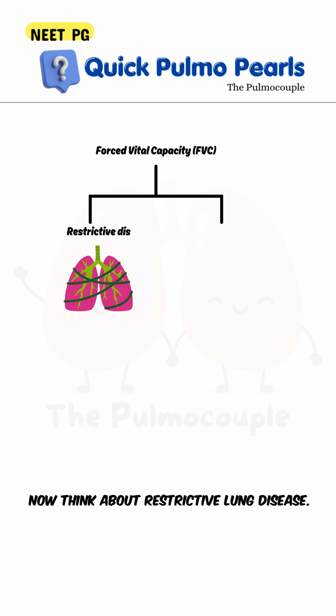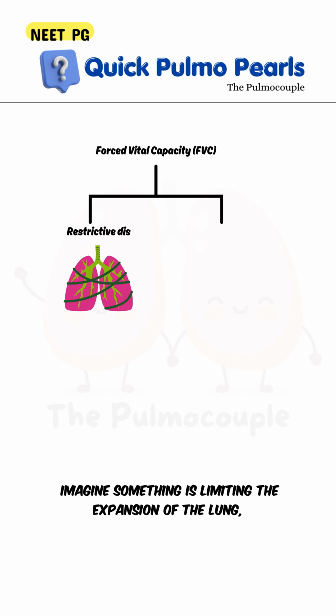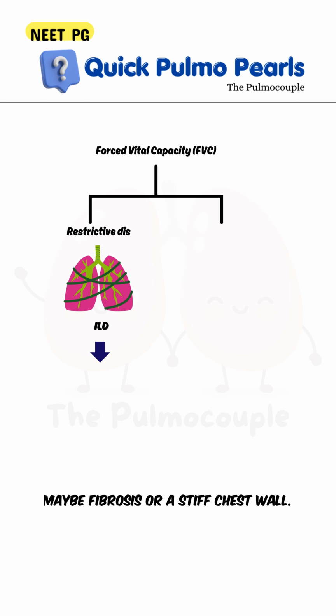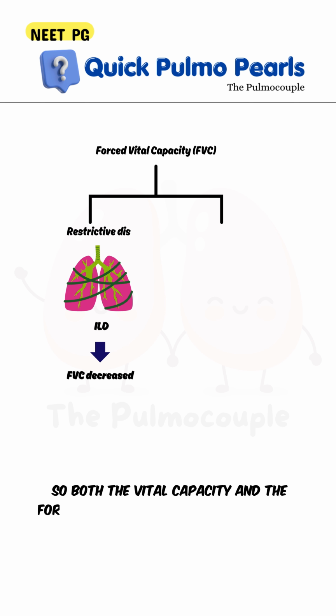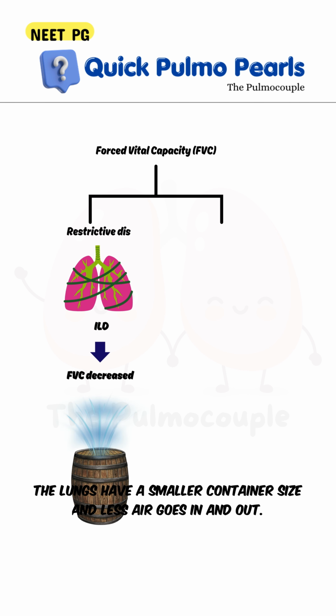Now think about restrictive lung disease. Imagine something is limiting the expansion of the lung, maybe fibrosis or a stiff chest wall. In that case, the lungs cannot hold as much air, so both the vital capacity and the forced vital capacity will be reduced. In other words, the lungs have a smaller container size and less air goes in and out.